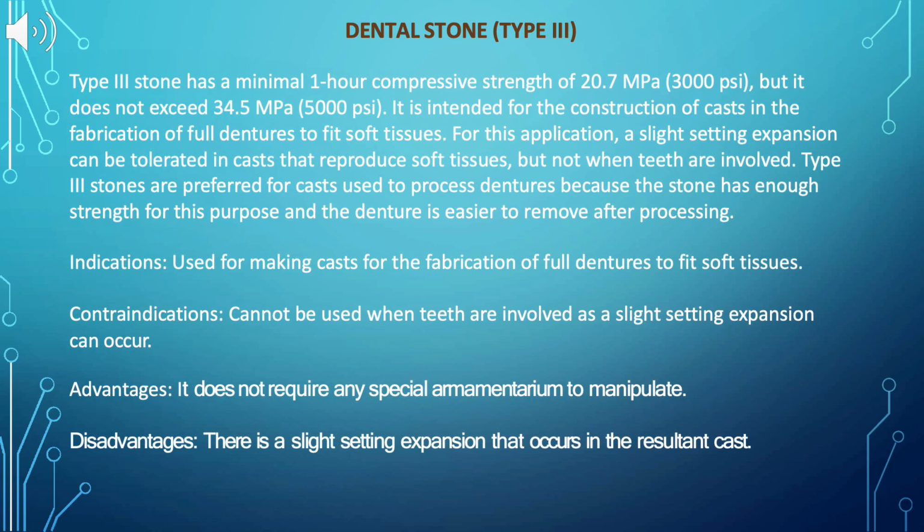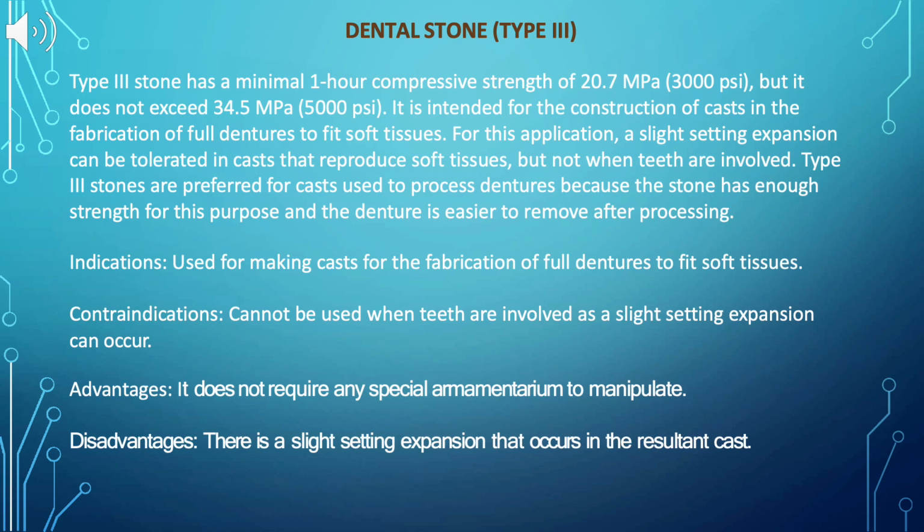Dental stone, type 3. Type 3 stone has a minimal 1-hour compressive strength of 20.7 megapascals, 3000 psi, but it does not exceed 34.5 megapascals, 5000 psi. It is intended for the construction of casts in the fabrication of full dentures to fit soft tissues.